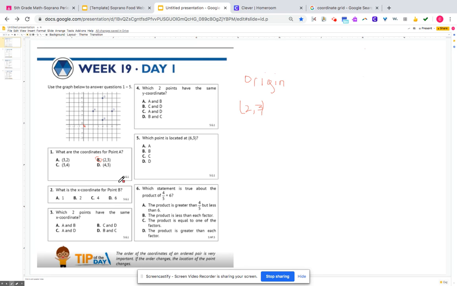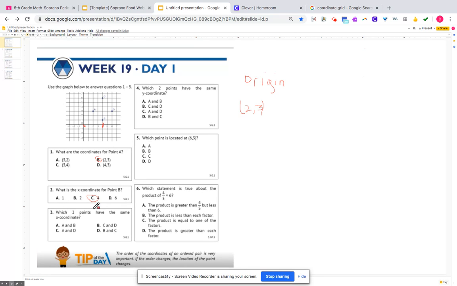Let's look at number 2. We're looking for the x coordinate for point B. So point B is right here. How many units away from the y-axis is point B? 4 units away. So there we are. It's got an x coordinate of 4.